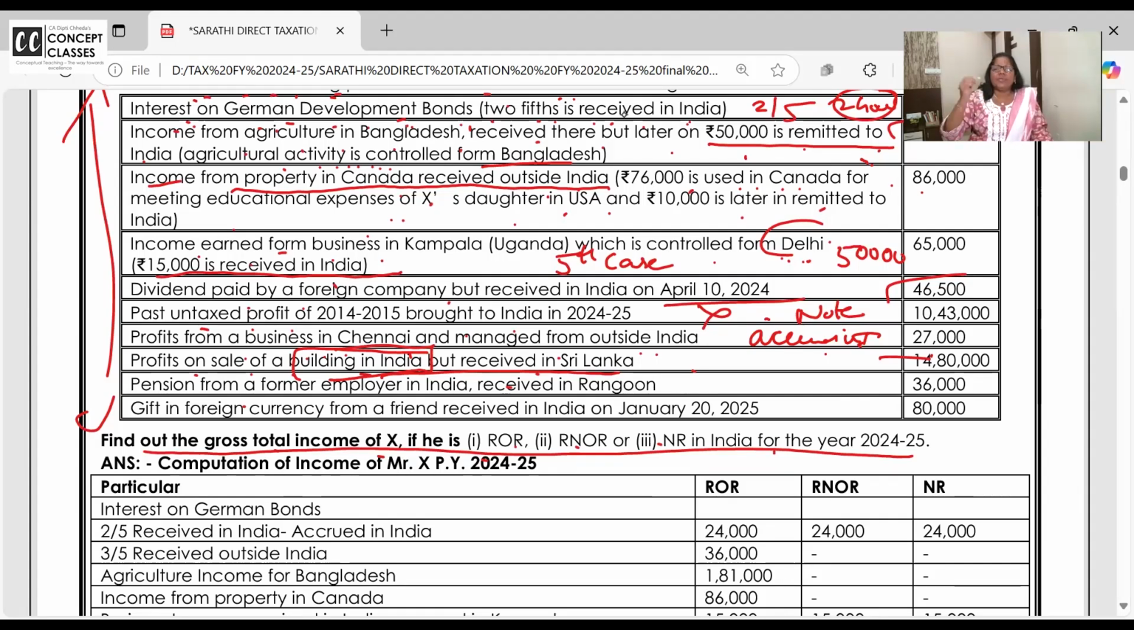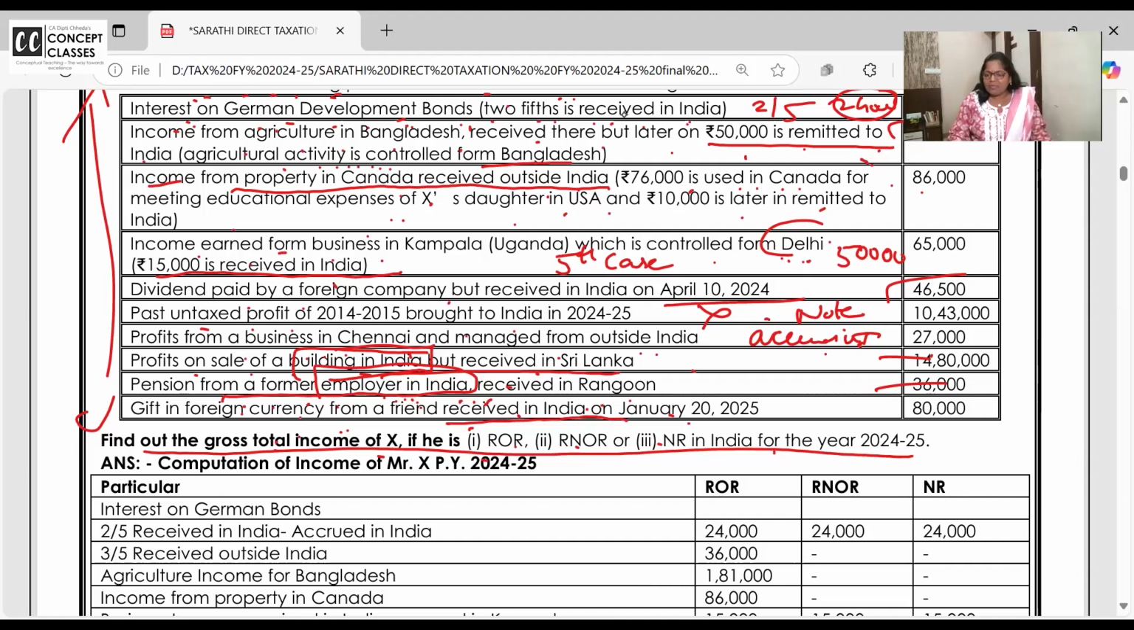Pension: when a person retires, he stops getting salary and gets pension. So pension from a former employer in India received in Rangoon. But where is the pension coming from? India. So taxable for all. Gift of foreign currency from a friend received in India.